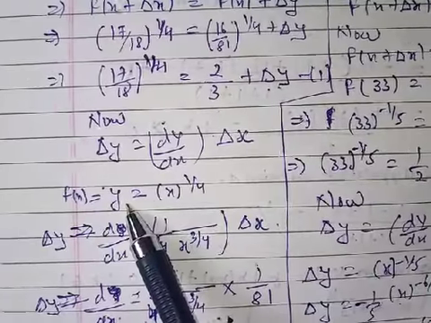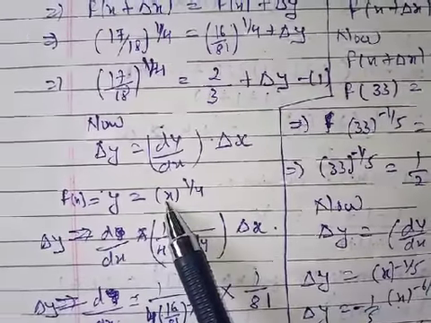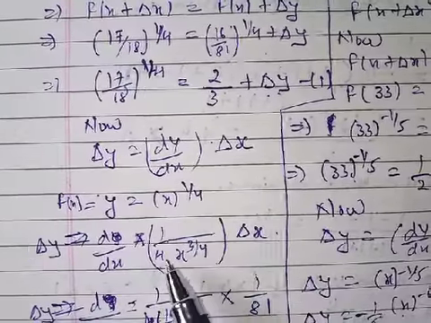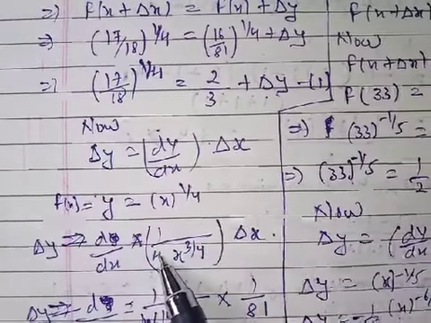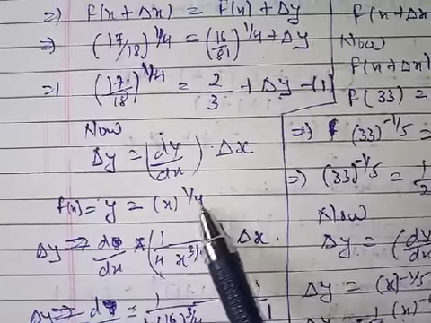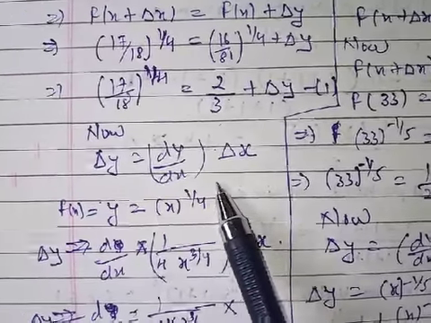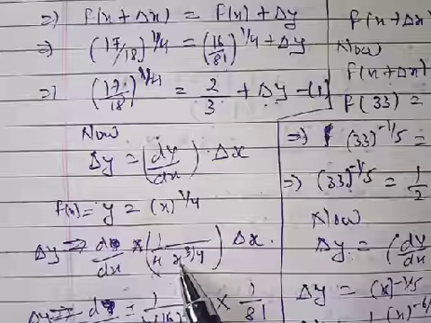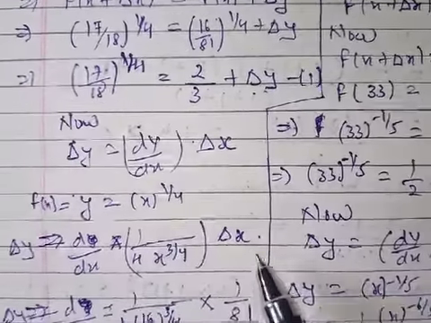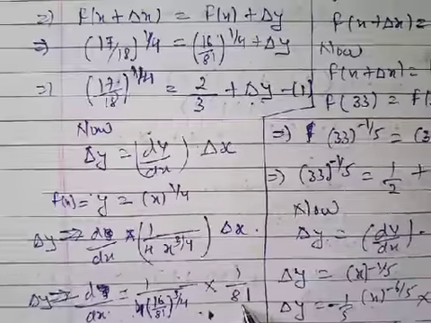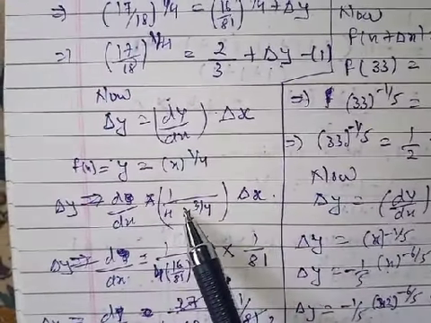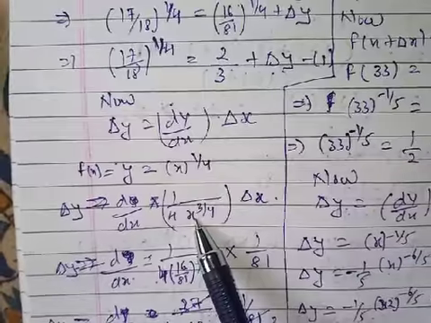F of x is equal to y is equal to x raised to 1 by 4. So delta y is equal to, with respect to power, 1 by 4, then 1 by 4 minus 1, so it is minus 3 by 4. Therefore it comes down as 1 by 4 x raised to minus 3 by 4 into delta x. Delta x value is 1 upon 81. What is the value of x we have to substitute? It is 16 by 81.